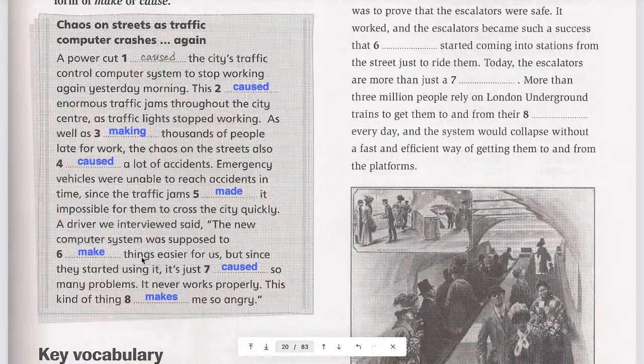Okay, so that is number 7. But since they started using it, it has just caused so many problems. The answer is caused with ed.